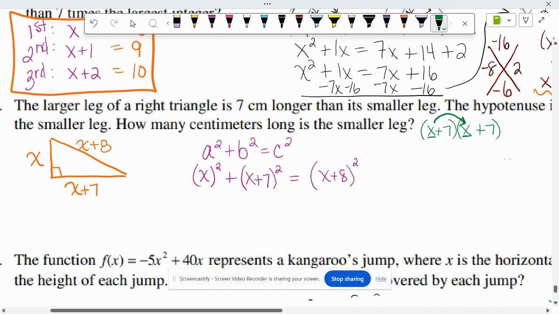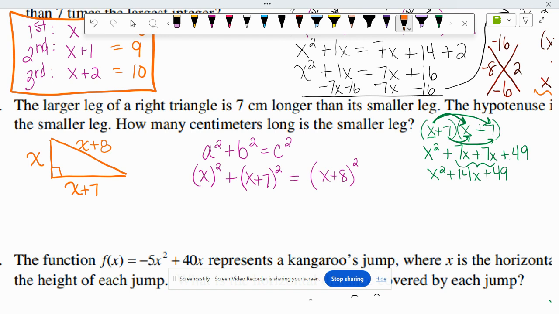X times x is, okay, x times 7 is what you said last time. Okay, 7 times x is the same thing, 7x, and 7 times 7 is 49. So I can combine these two terms in the middle. This gives me x squared plus 14x plus 49.